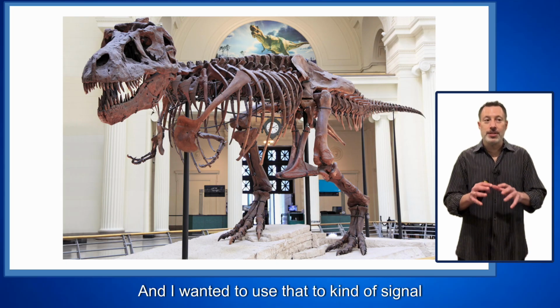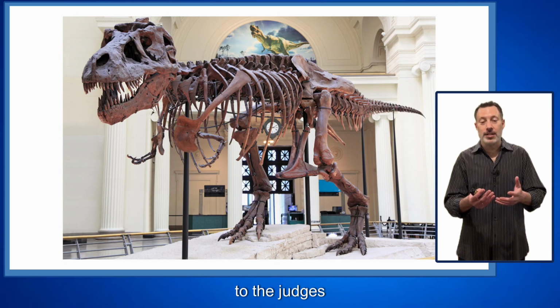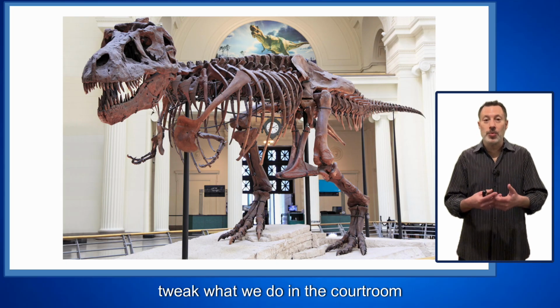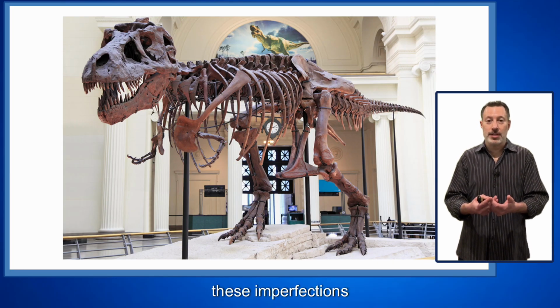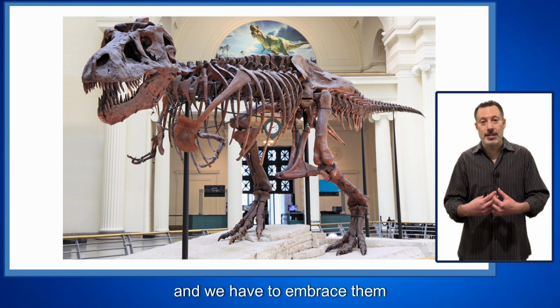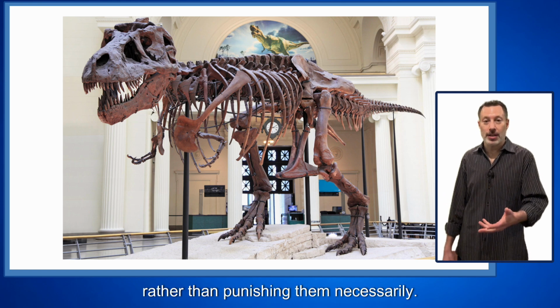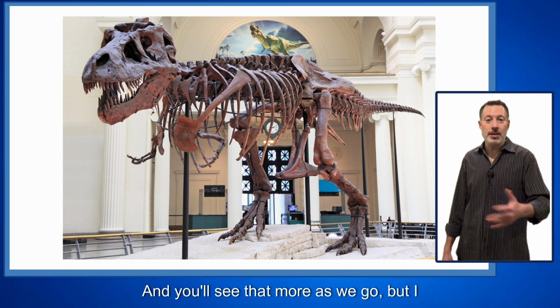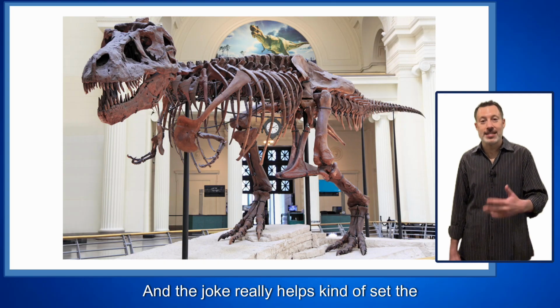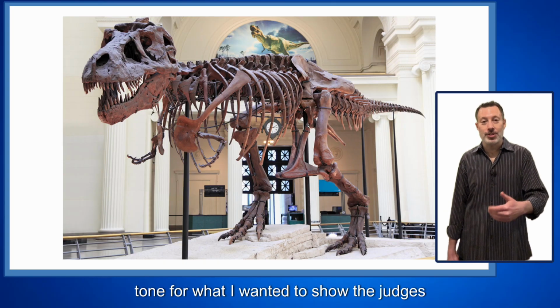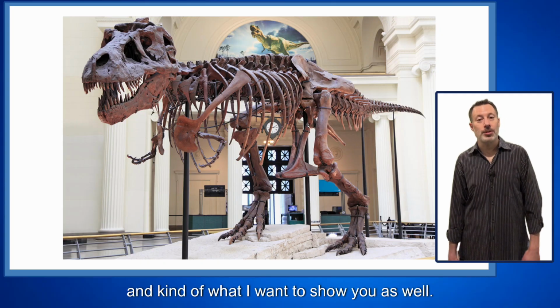And I wanted to use that to signal to the judges that we might need to tweak what we do in the courtroom, recognizing that there are going to be these imperfections and we have to embrace them rather than punishing them necessarily. And you'll see that more as we go, but I started my talk with a joke. And the joke really helps set the tone for what I wanted to show the judges and what I want to show you as well.